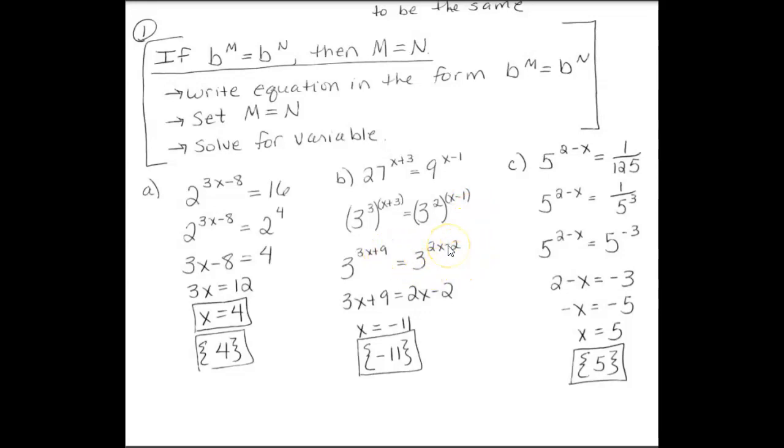Now we're going to set these powers equal. 3x plus 9 equals 2x minus 2. To solve for x, if I subtract 2x from both sides, it would eliminate the 2x from one side and give me just 1x. At the same time, subtracting 9 from both sides would eliminate the 9 and end up giving me negative 11 on the other side. So my solution set for this problem would simply be negative 11.